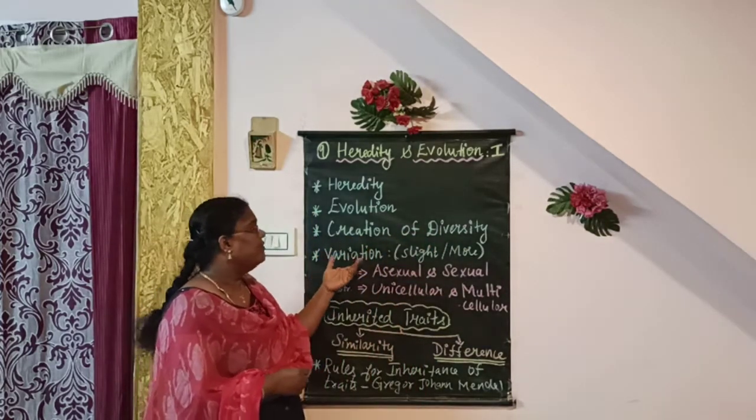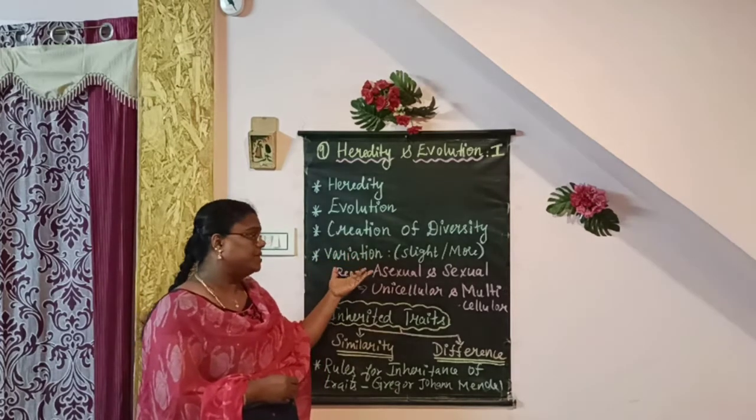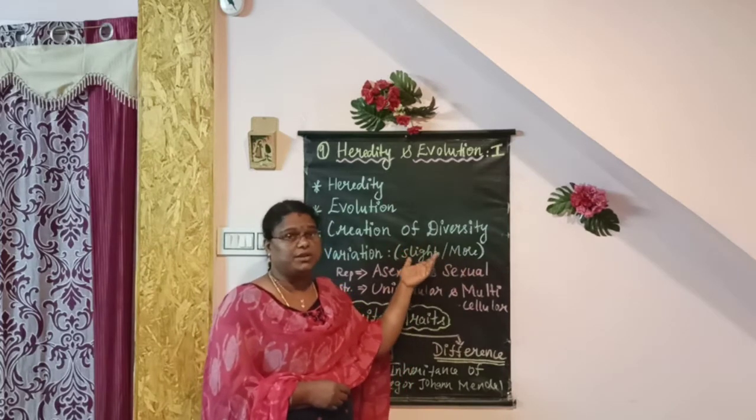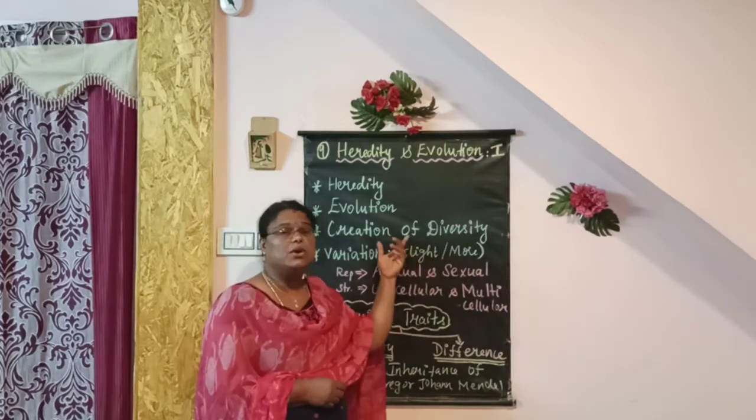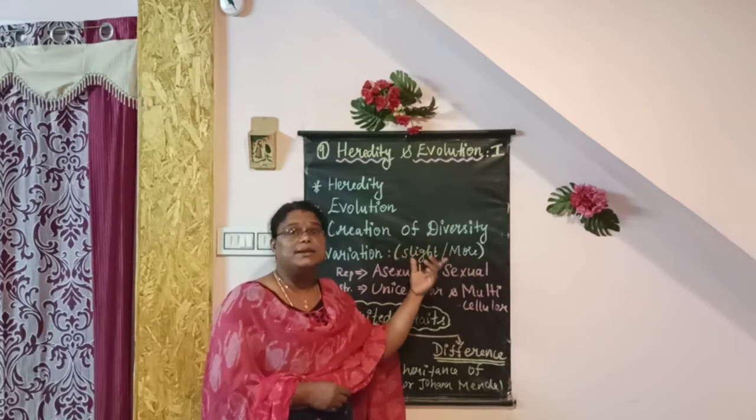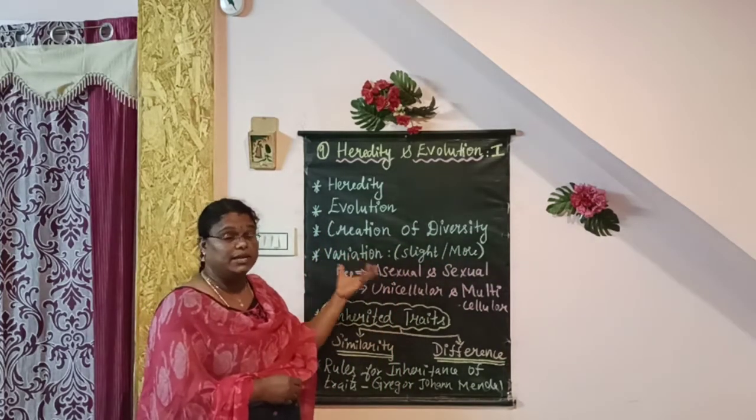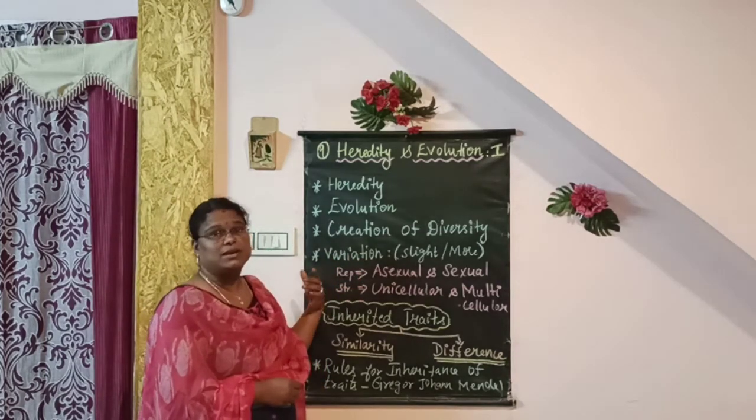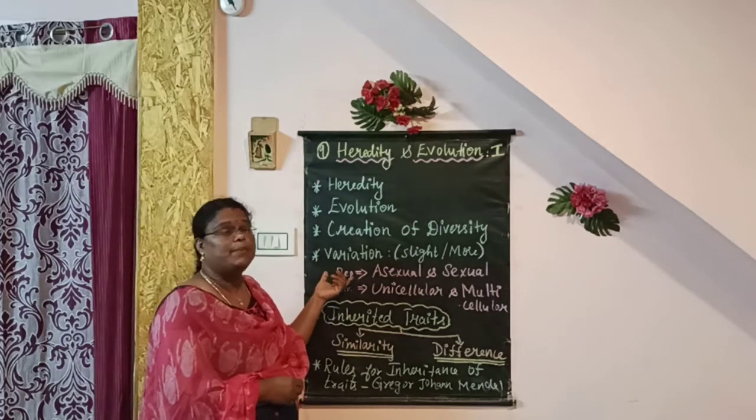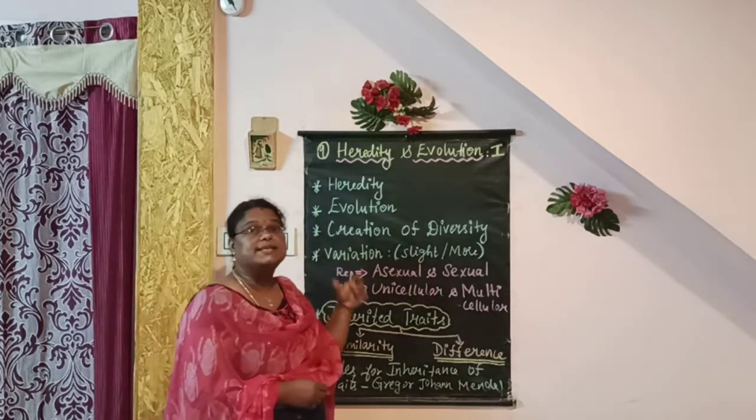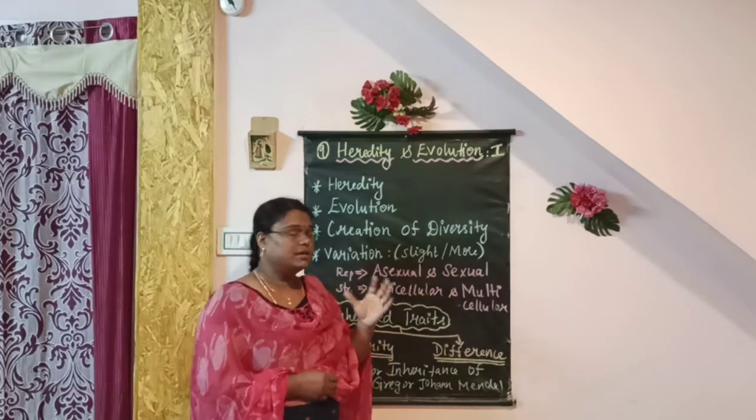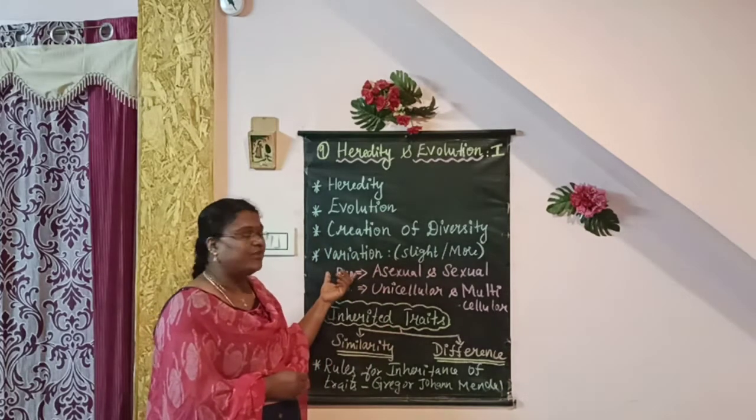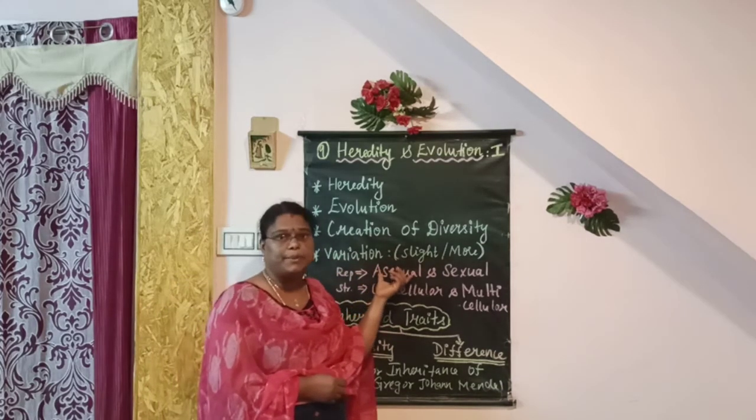Next we are going to see variation. Variation may be slight or more. This variation, that is slight difference or more difference, depends upon the type of reproduction and the type of the cells. So we'll see the type of reproduction. What is the resulting variation in the trait in each type of reproduction? So the first one is asexual reproduction.